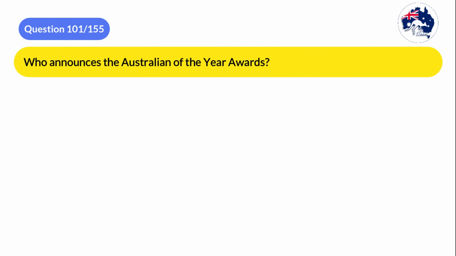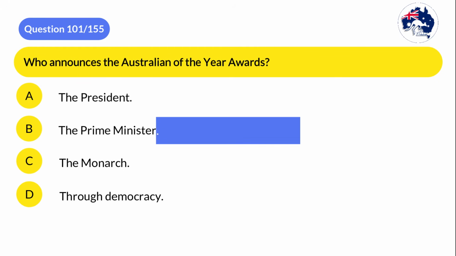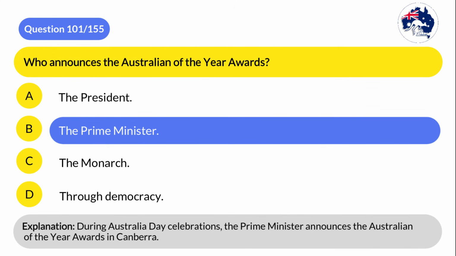Question 101. Who announces the Australian of the Year awards? A. The President. B. The Prime Minister. C. The Monarch. D. Through democracy. The correct answer is B. The Prime Minister. Explanation. During Australia Day celebrations, the Prime Minister announces the Australian of the Year awards in Canberra.